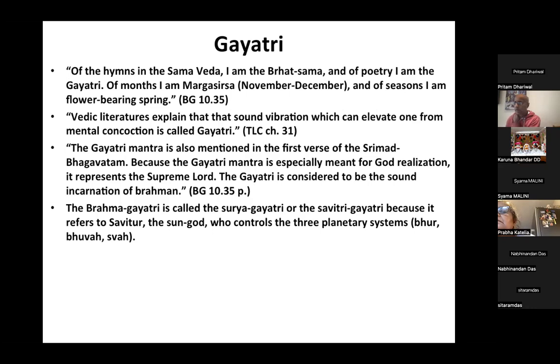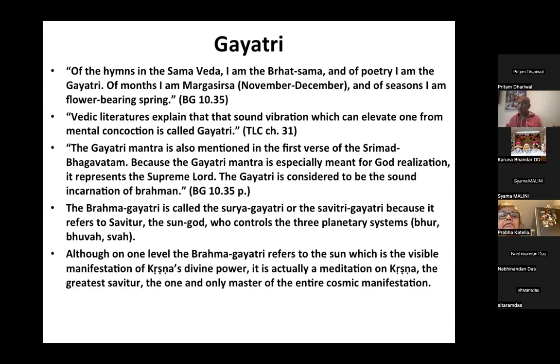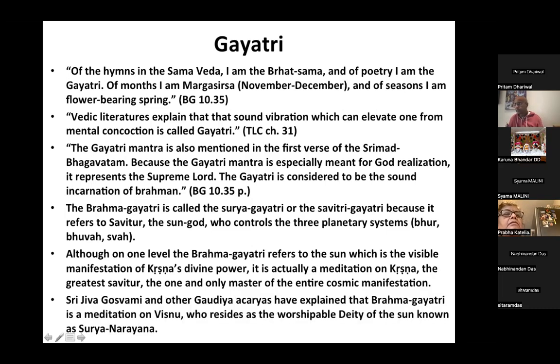The Brahma Gayatri is called the Surya Gayatri or Savitri Gayatri because it refers to Savitur, the sun god, who controls the three planetary systems, Bhur, Bhuva, Swaha. Although on one level the Brahma Gayatri refers to the sun, which is the visible manifestation of Krishna's divine power, it is actually a meditation on Krishna, the one and only master of the entire cosmic manifestation.